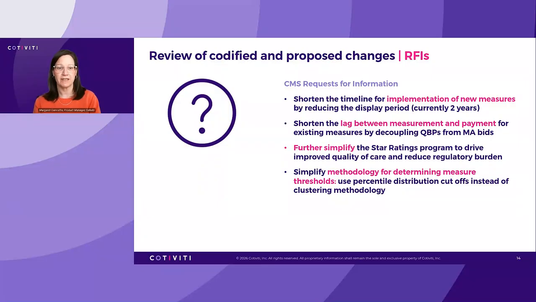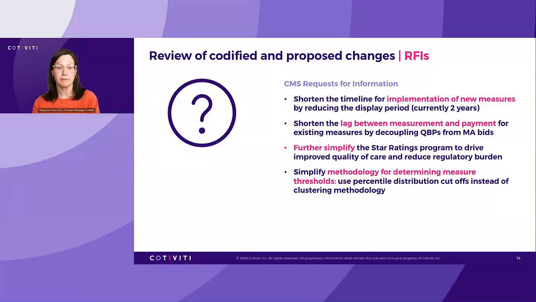Third, CMS is open to further simplifying the Star Ratings program to drive improved quality of care and reduce regulatory burden. And fourth, CMS is considering methodological enhancements to make the calculations easier to understand and implement. One example they provided was using percentile distributions instead of the clustering methodology to calculate cut points for non-CAPS measures.